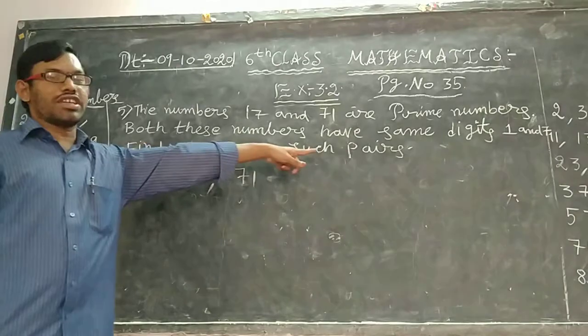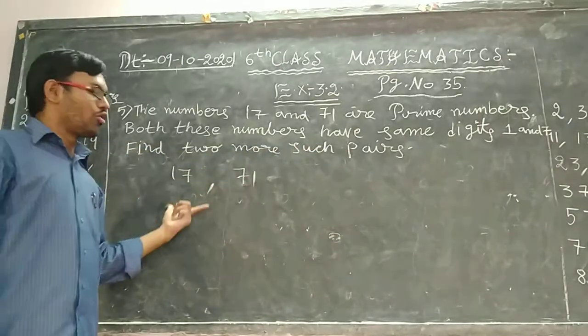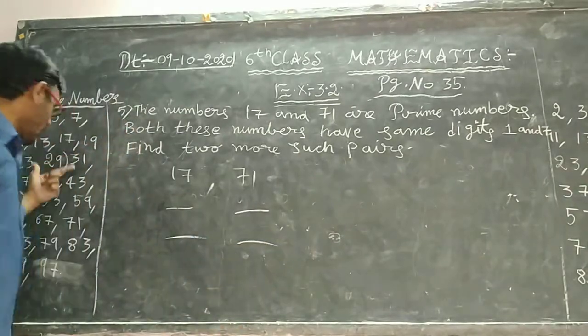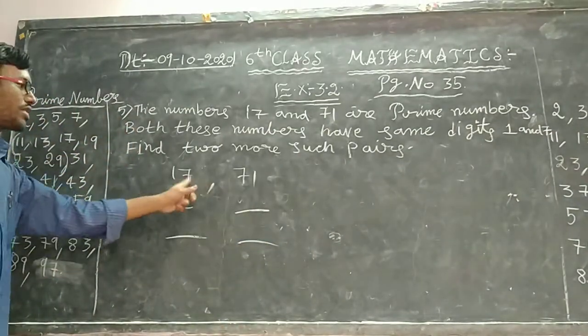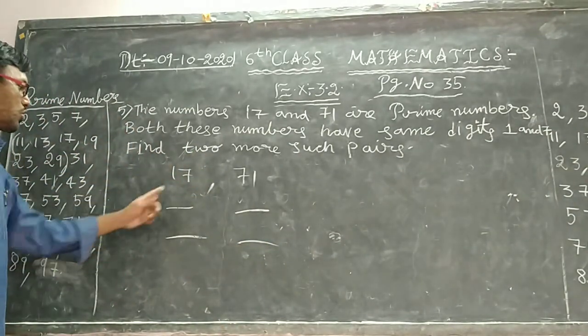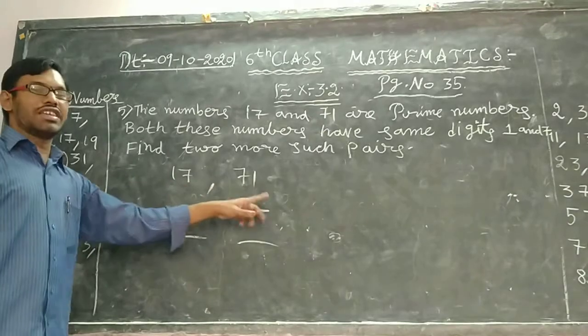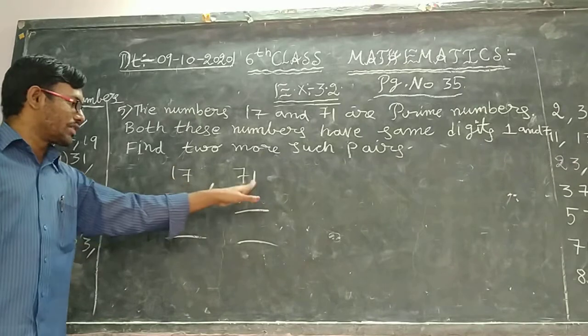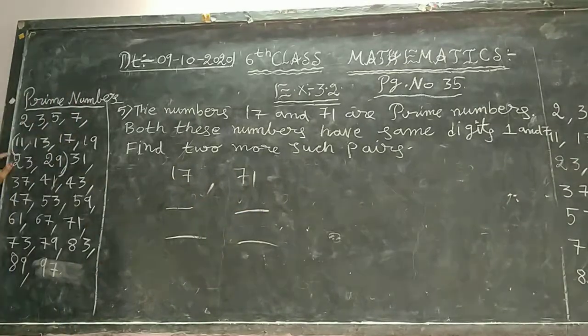Find two more such pairs. You are supposed to identify from the prime numbers those that have the same digits. The ones place and tens place digits should be the same: here one digit in the ones place, here in the tens place, but here it is swapped. So you are supposed to identify such numbers from the prime numbers. Is there any other number with the same pairs?